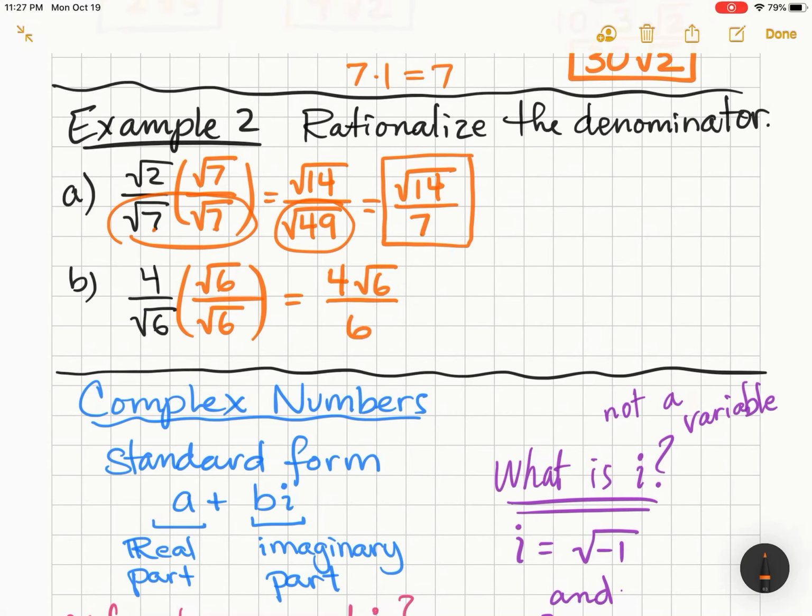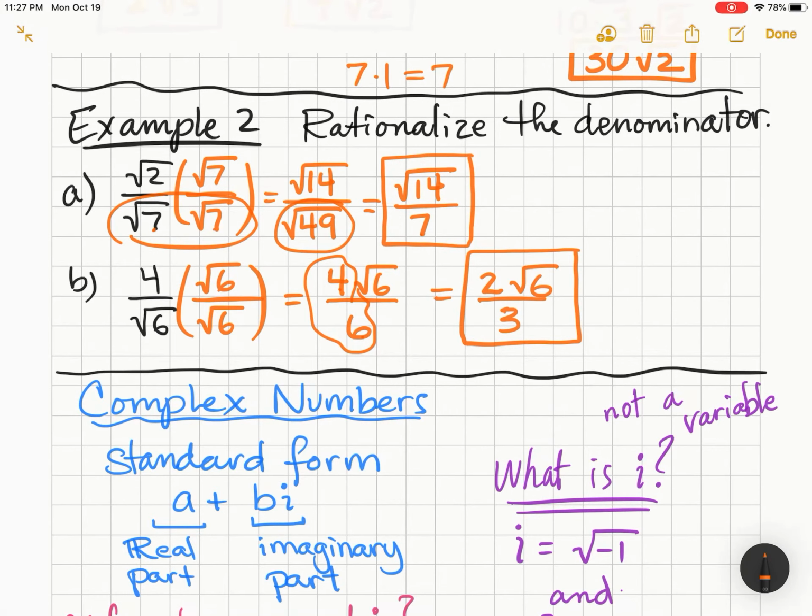But I can't stop there because you always have to reduce fractions. And 4 over 6 can be reduced. 2 goes into both of them. So 2 goes into 4 twice and 2 goes into 6 3 times. And the radical 6 is still the same.